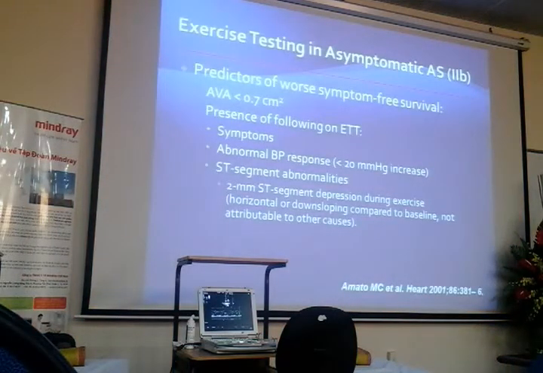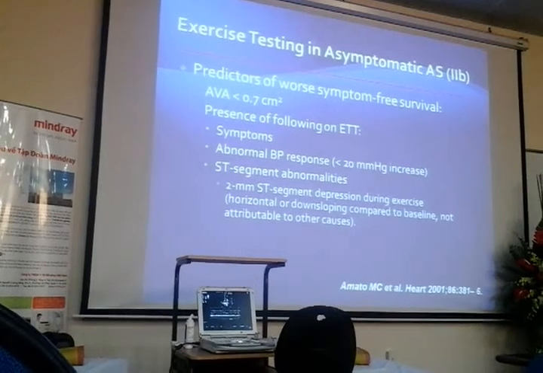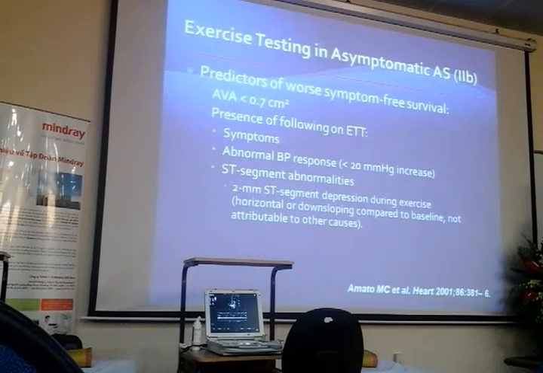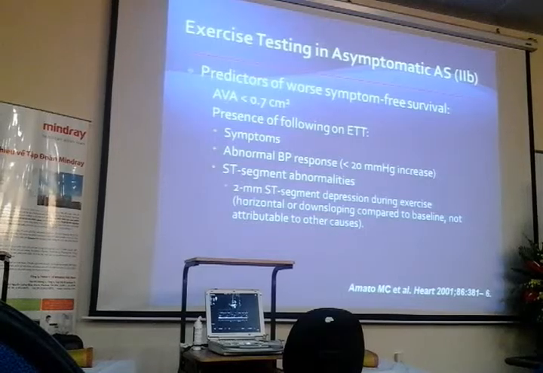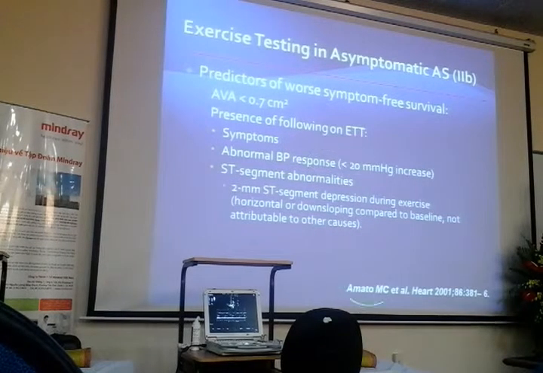And the adverse predictors, so the predictors of worse outcomes, include patients who have very tight aortic stenosis, so very small valve areas, and then the presence of symptoms on stress test, an abnormal blood pressure response, which varies between studies and can either be a flat response with no increase or a drop in blood pressure, and then ST segment abnormalities that have to be greater than 2 millimeters.